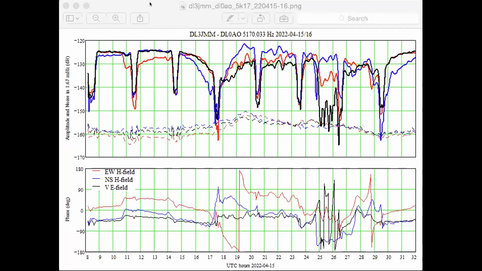Also, there has been a SID detection with an amateur VLF transmission. This happened at the end of April when we were having all that solar activity, and it happened at 5.170 kHz, and it's actually really interesting. I'm going to share the screen. You could see this is a plot of the signal.